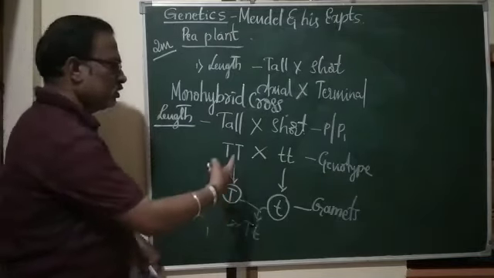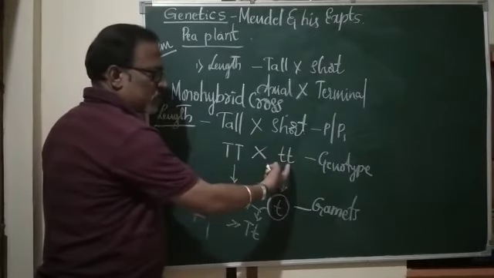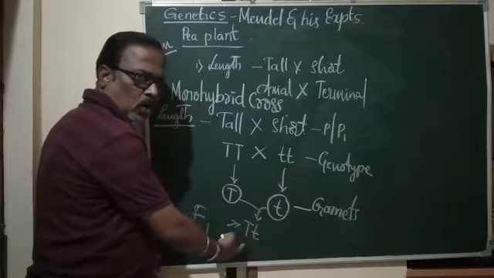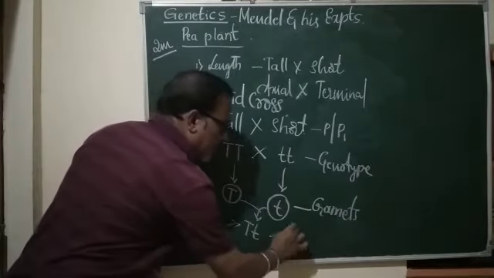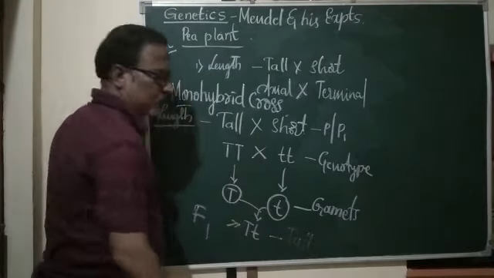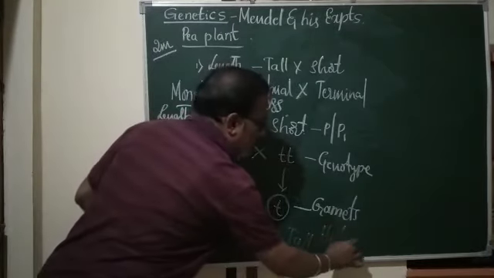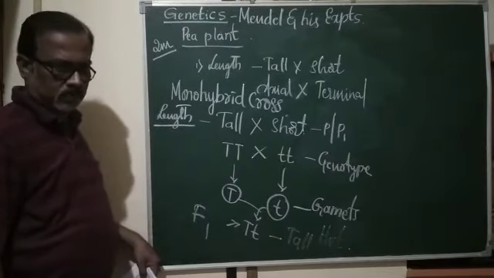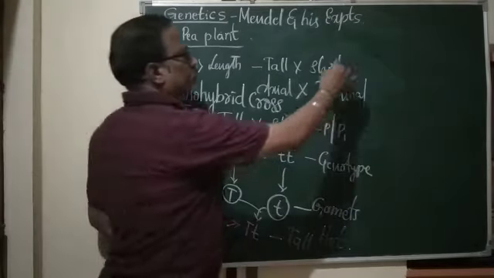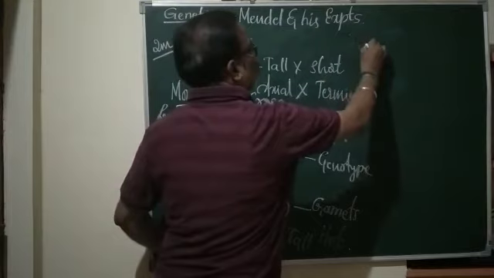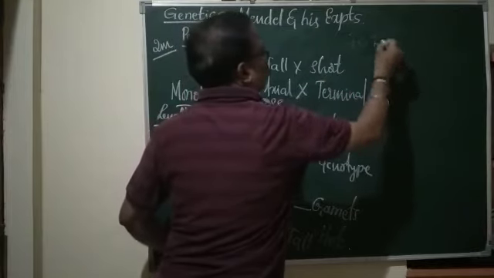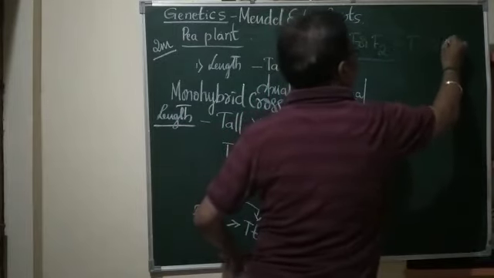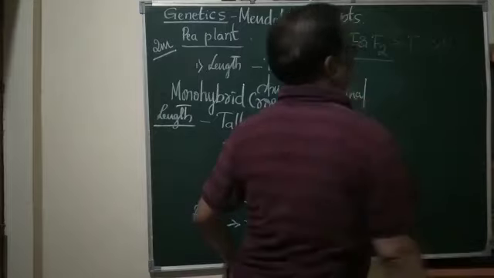By crossing homozygous tall pea plants with homozygous short pea plants, in F1 generation, Mendel got all the pea plants tall, but they are heterozygous. And for the next generation, that is for F2, Mendel allowed F1 plants for selfing.